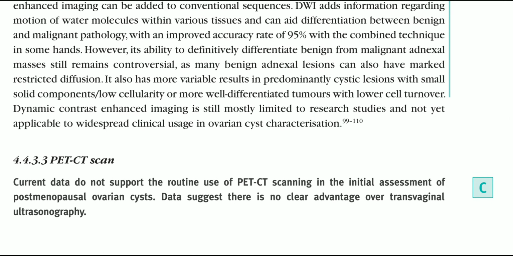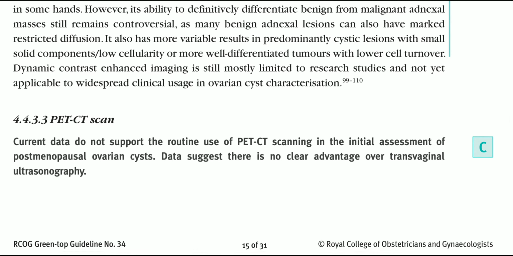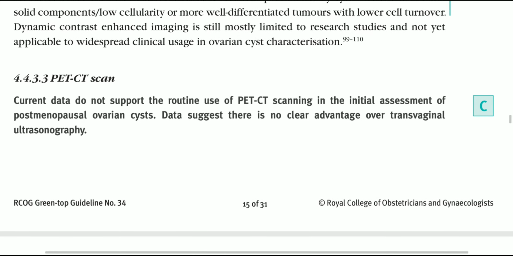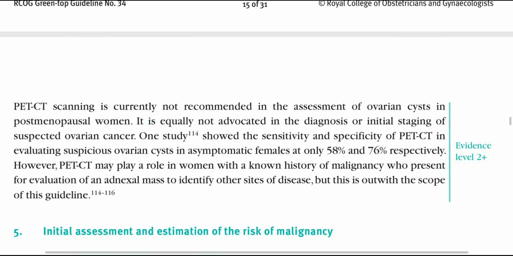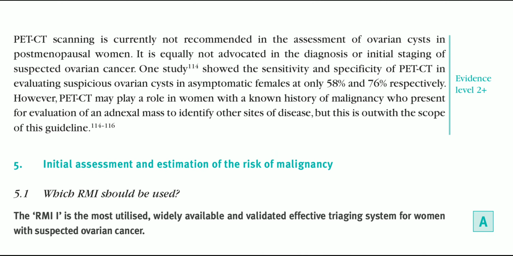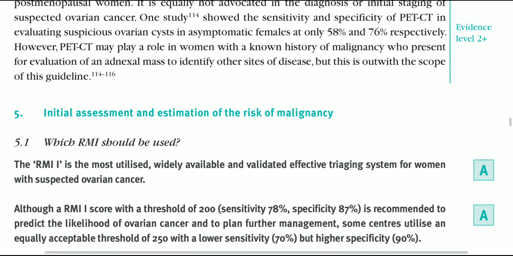Then positron emission tomography and CT scan. Current data do not support the routine use of positron emission tomography or CT scanning in the initial assessment of a postmenopausal ovarian cyst, and data suggest that there is no clear advantage over transvaginal ultrasonography. Okay, initial assessment and estimation of risk of malignancy.